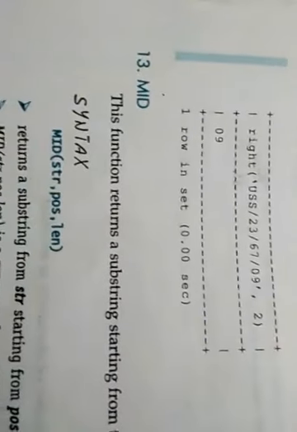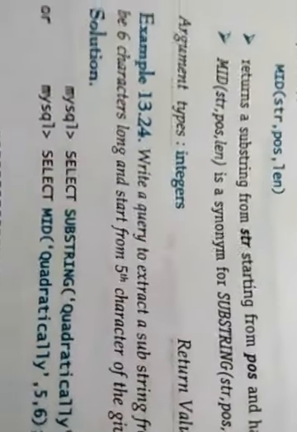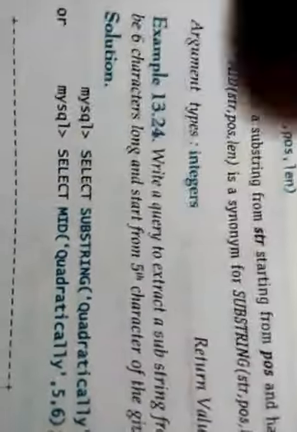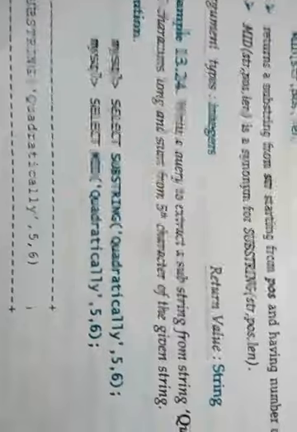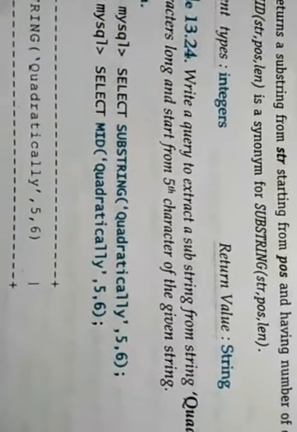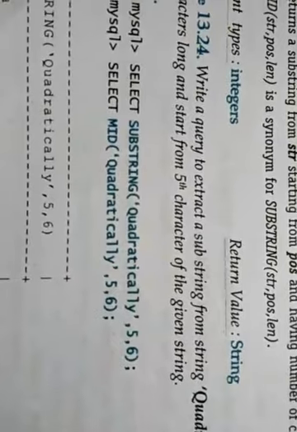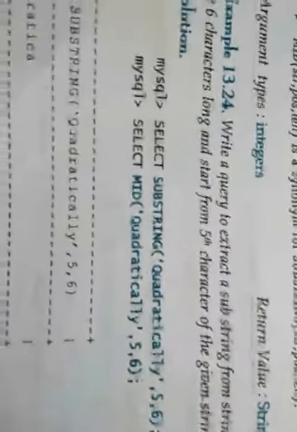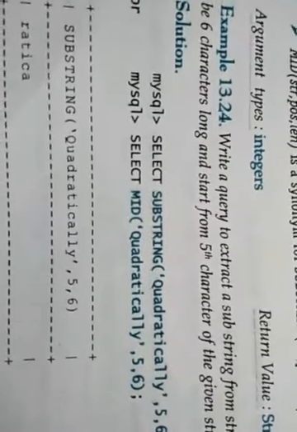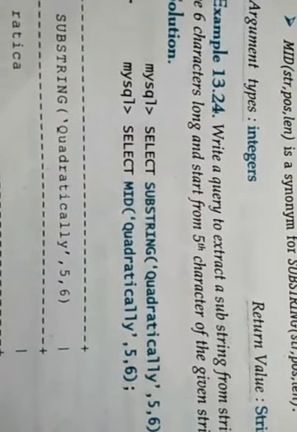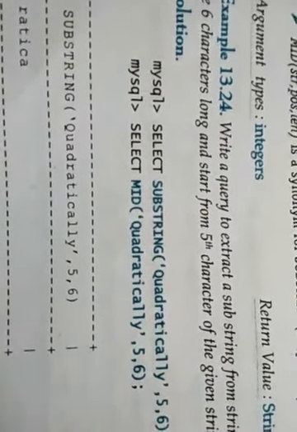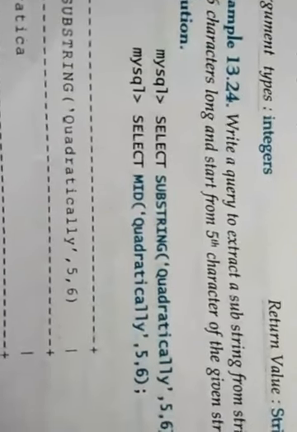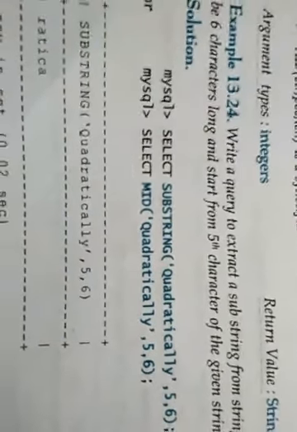And next function is the MID function. We can extract a substring from a string by this function. This will work similar to SUBSTRING. We can also write SELECT SUBSTRING, and the value is 'quadratically', where the starting position is 5 and we require 6 characters. So the answer is 'ratica'. The position of R is 5, and from the R we require 6 characters. So 'ratica', these are the 6 characters from the string.